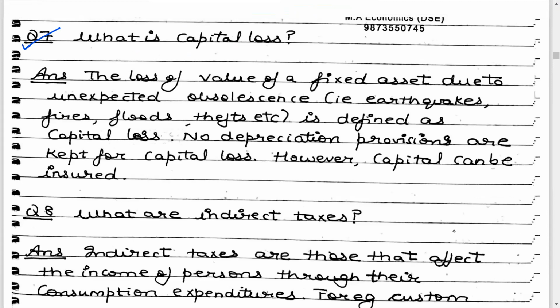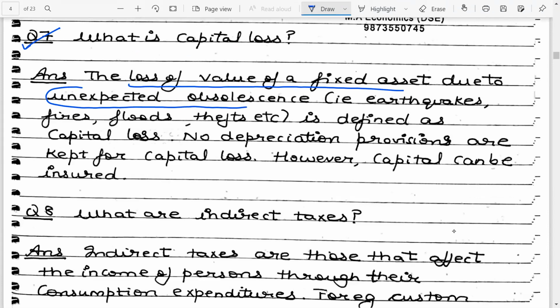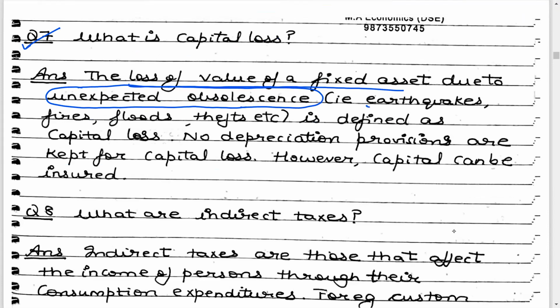Okay, so the loss of the value of a fixed asset due to unexpected obsolescence. Now guys, unexpected obsolescence examples would be earthquakes, fires, floods, thefts. So when your fixed asset is losing its value because of earthquakes, fires, natural calamities, thefts, this is defined as a capital loss.